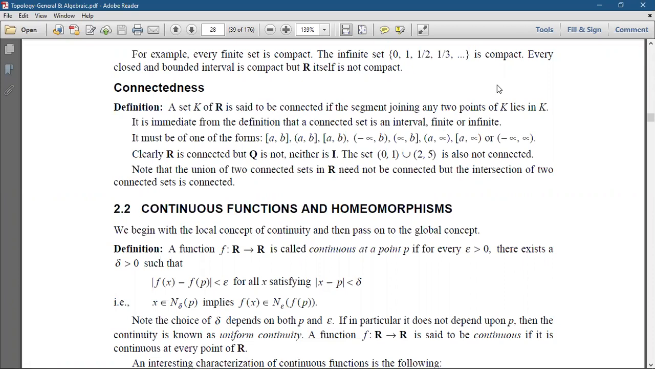Now next is connectedness. A set K of R is said to be connected if the segment joining any two points of K lies inside K. Then we can say that K is connected on R. That means any segment joining any two points of K lies in K.